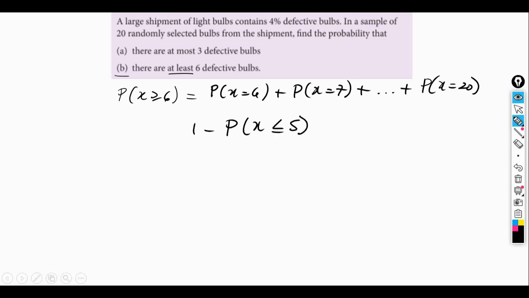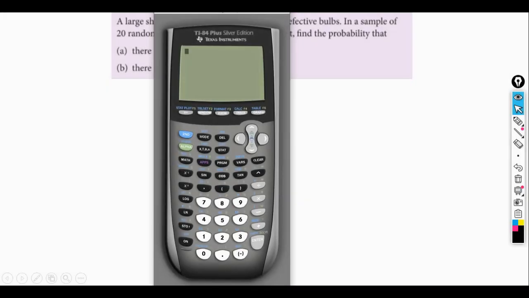So we're going to use the GDC to calculate this. So this would be 1 minus, and then we go again to distribution, and we go all the way down to B, which again is the binomial cumulative distribution function. And in this case, we want 20 trials, probability of success 4%, and up to 5, right? Click on enter. So notice that it's 9.77 times 10 to the negative 5.